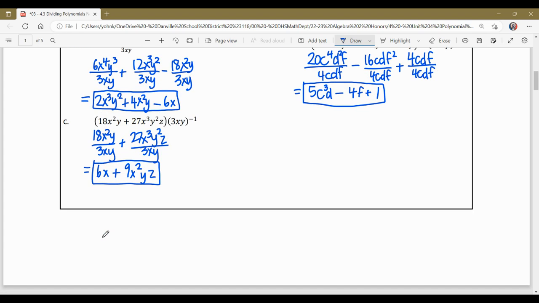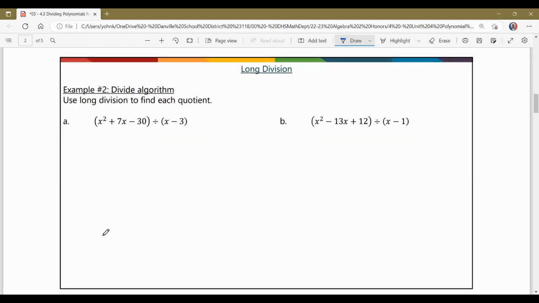Okay, so what if the thing you're dividing by is not a monomial, but is instead a binomial or a trinomial or any other nomial? Well, we're going to do something called long division. Long division says that you can take a quantity and divide by another quantity. And you guys learned how to do this way back in like 4th grade. So we are going to take x squared plus 7x minus 30, and we are going to divide by x minus 3.